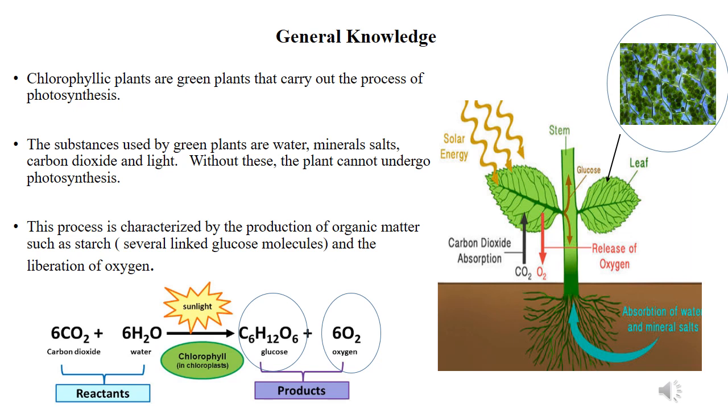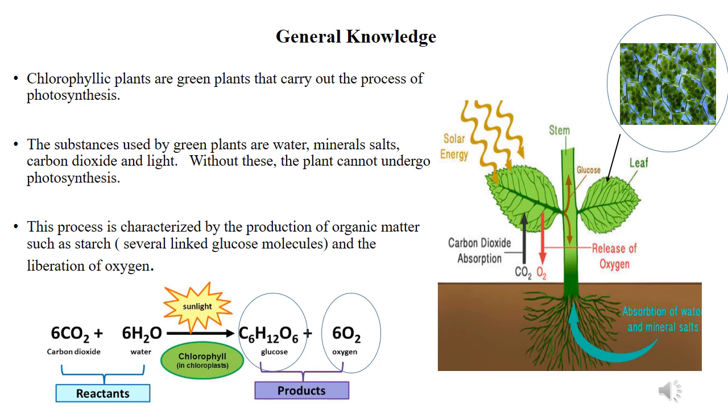What are chlorophyll plants? Chlorophyll plants are green plants that carry out the process of photosynthesis. The pigment responsible for the green color of the plant is chlorophyll. It is found mainly in the leaves, and its main role is to absorb sunlight. In order to develop, grow, and carry on life processes, chlorophyll plants take water, mineral salts, carbon dioxide, and light from their surrounding environment. Without these, the plant cannot drive photosynthesis.